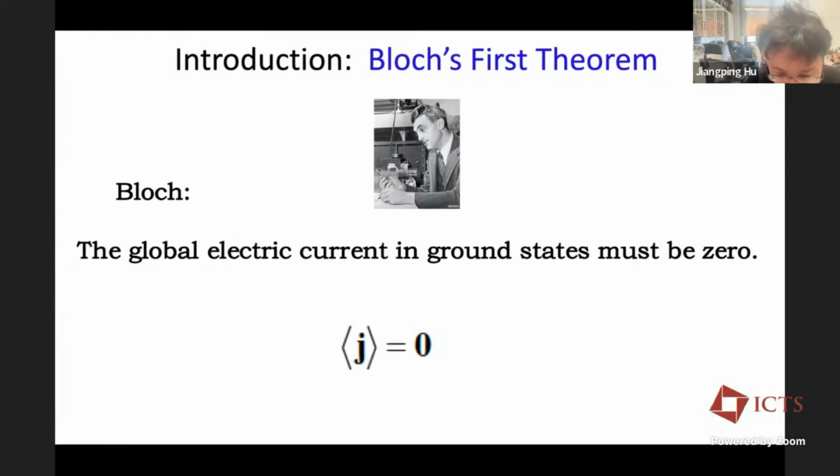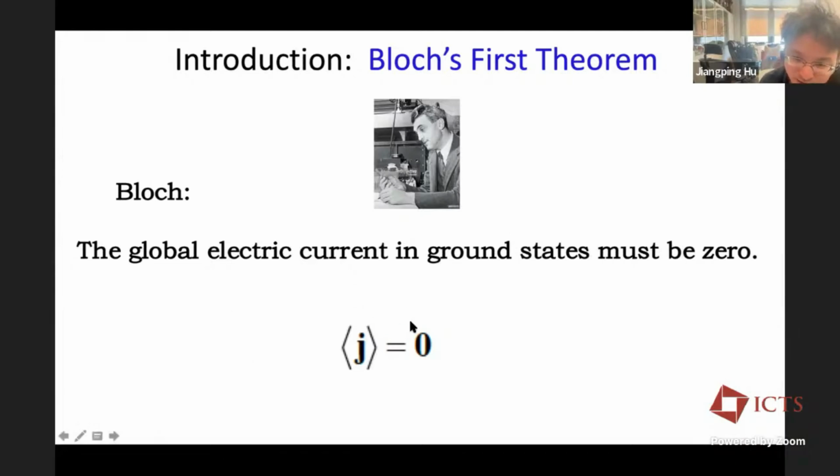If you study solid state physics, everybody knows Bloch's theorem, which is related to periodic potentials, right? You solve the wave functions, and band structure is also based on Bloch's theorem. Actually, that theorem is called Bloch's second theorem. But Bloch also has a first theorem, which basically states that the global electric current in the ground state must be zero, like a ferroelectric current, analogous to ferromagnetic.